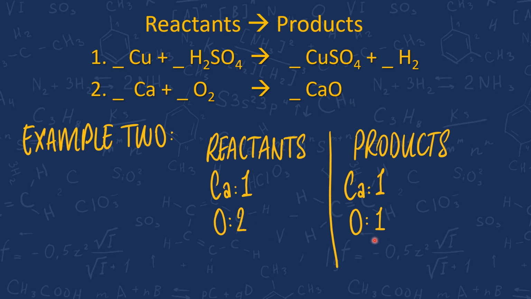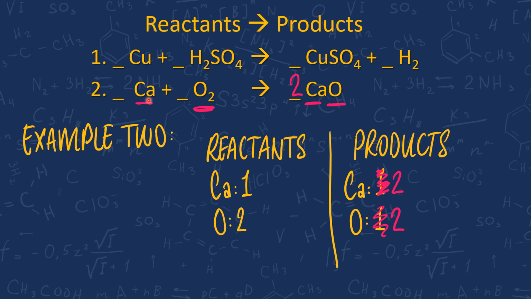So this is where we need to start adding in our coefficients, okay, or the big numbers in front of the molecules. So this molecule in the product, we would put a 2 in front of it, and that times the whole thing by 2. So that means we now have 2 oxygen on the product side. Okay, so now our products and our reactants match for the oxygens, but now we've got another problem, which is the calcium, because it means it has timed the calcium by 2 as well. So it's times the whole thing. So now we have 2 on the product side and only 1 on the reactant side.